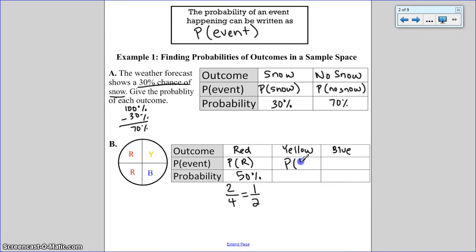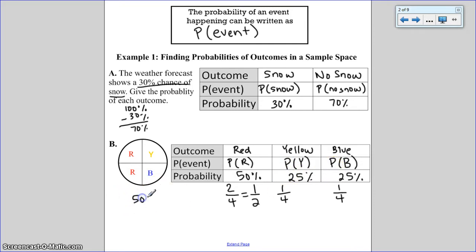So the probability of getting yellow, we can do similarly. In this case, there's 1 section out of the 4 that are yellow, and I know that 1/4 is 25%. Also with blue, the probability of getting a blue when you spin is also 1 section out of 4, or 25% again. Now, just to make sure, just like we did with our snow example, 50 plus 25 is 75, plus another 25 is 100.